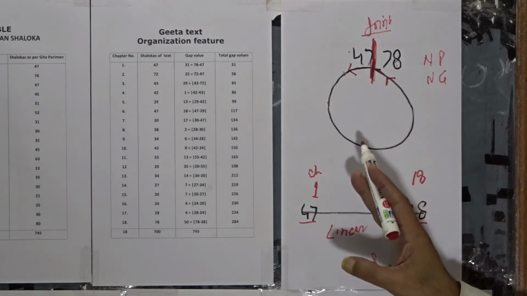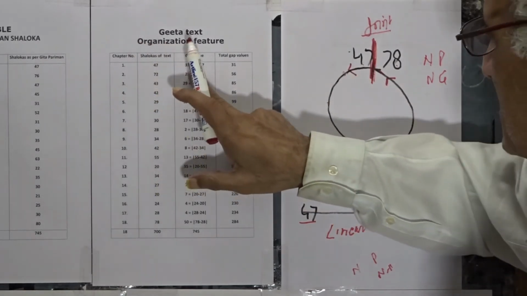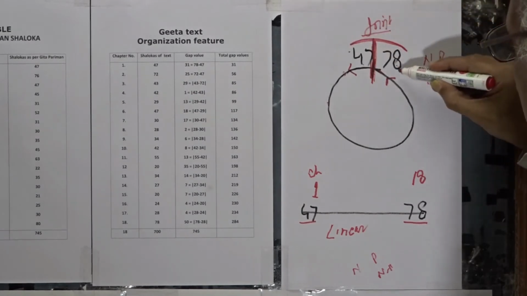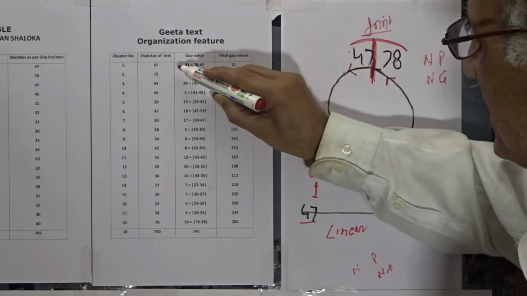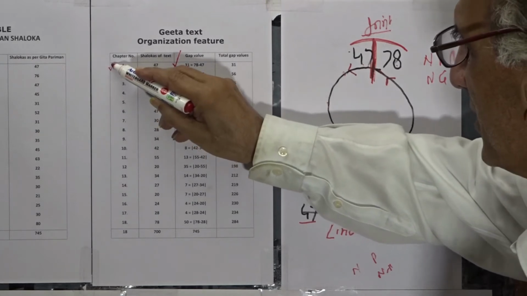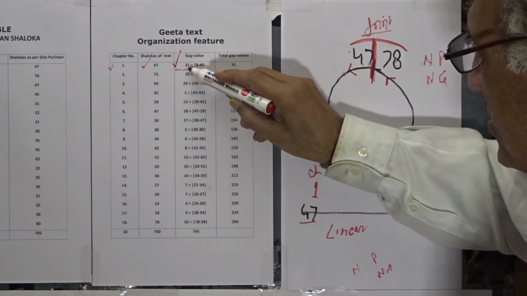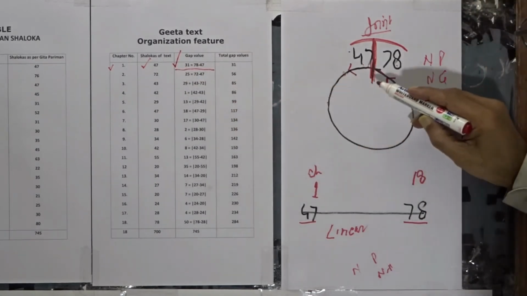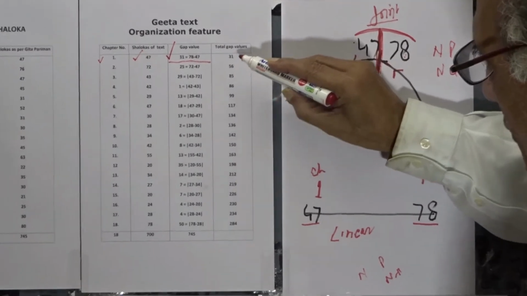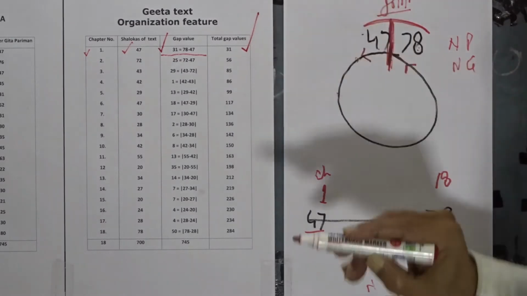Therefore, when we are writing in column 3 the gap value, then against first we are writing this difference value. The difference of 78 and 47 is 31. So here in column 3, against serial number 1, chapter number 1 of 47 shlokas range, it is giving us a reach at value 31, which is the difference value of values 78 and 47, and so the total gap value up till this initial stage remains at 31.